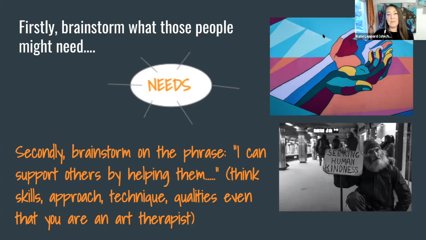And then secondly, we're going to brainstorm on the phrase, I can support others by helping them. And then I want you to think about skills, your approach, your techniques, qualities, and even that you're an art therapist. Because there may be people looking for services and not even comparing different art therapists, but actually comparing somebody who does EMDR or whatever different service that they might be looking for. So really think about your skills and what you are bringing to support that person. So we're going to take 10 minutes now to brainstorm these two things.